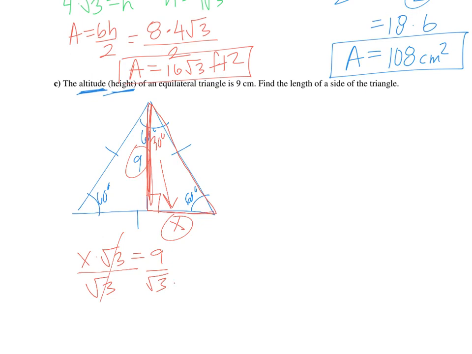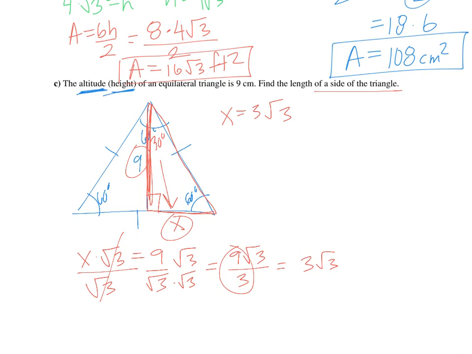And I'm going to rationalize the denominator. So I have 9 square root of 3 over 3. So then I end up with 3 square root of 3. That's what x is equal to, 3 square root of 3. All right, now that is not the length of a side. You have to be very careful here, because I've seen students do all this work, and then they box this as their answer.